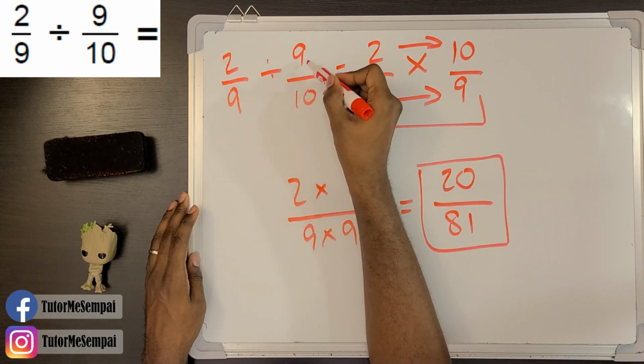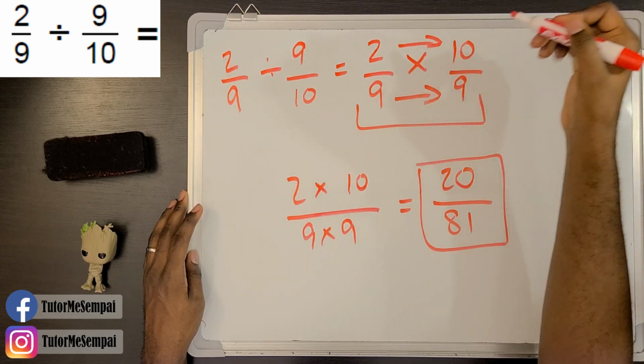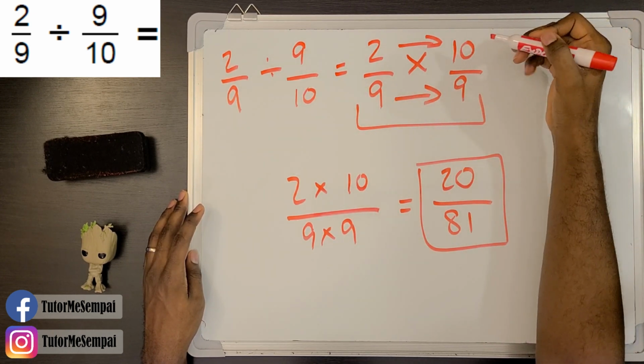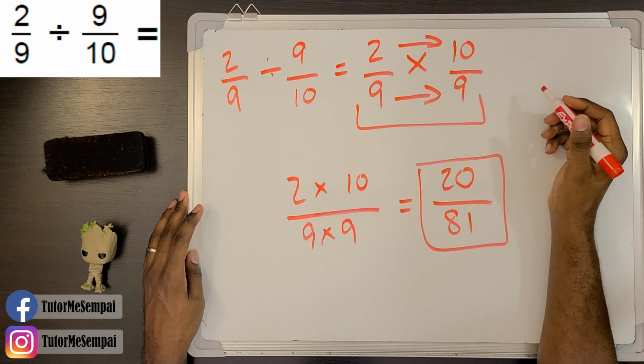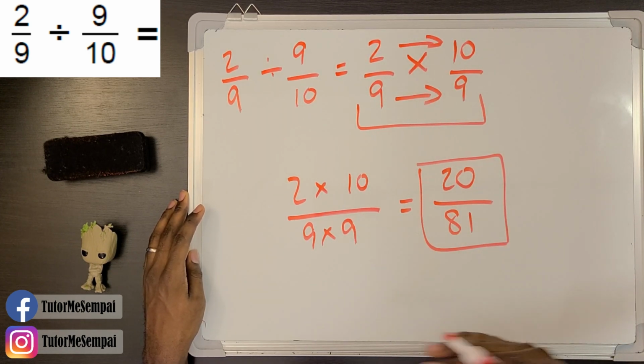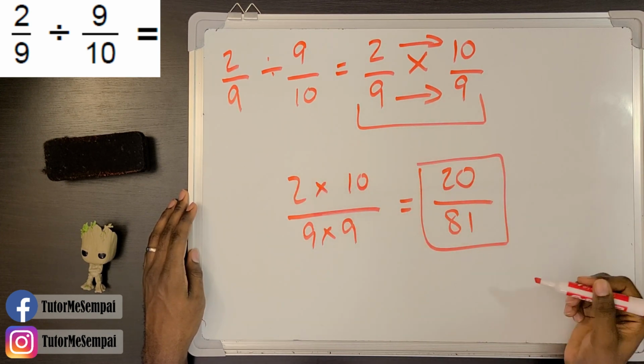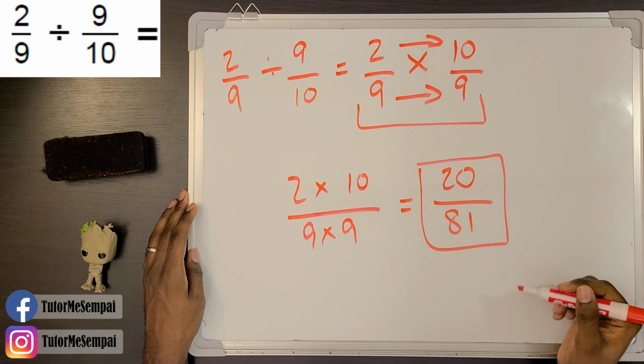2/9 divided by 9/10 is just 2/9 times the reciprocal of 9/10, which is 10/9. Once you have it in this form, it's just multiplication, which you should already be familiar with. And once you multiply across, you get your final answer, 20/81.